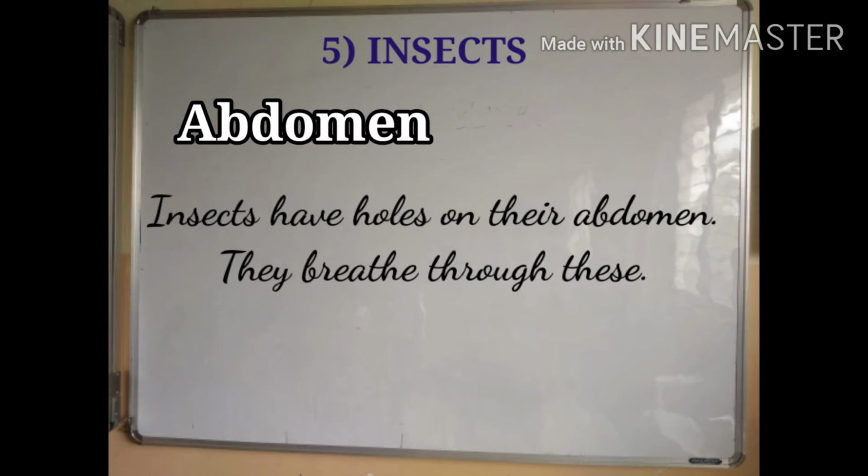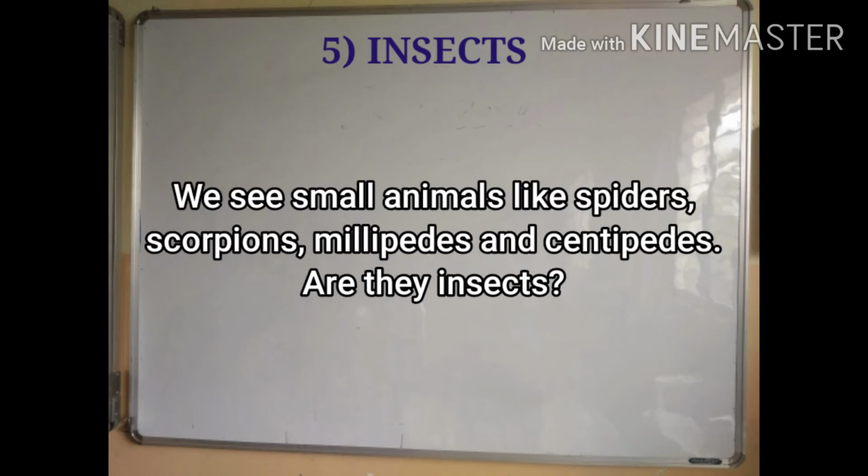इसके ऊपर छोटे छोटे होल्स होते हैं. वो किसके लिए यूज़ करते हैं? ब्रीदिंग के लिए. We see small animals like spiders, scorpions, millipedes and centipedes.